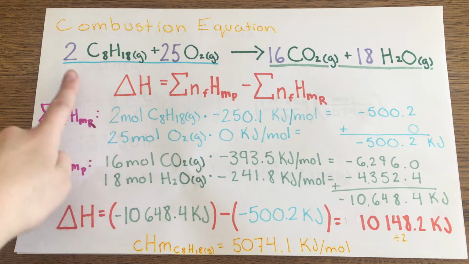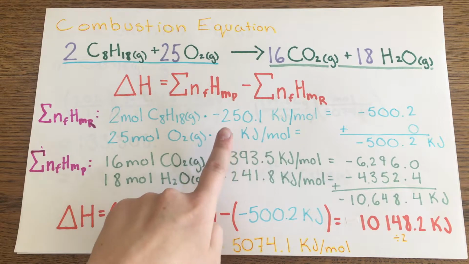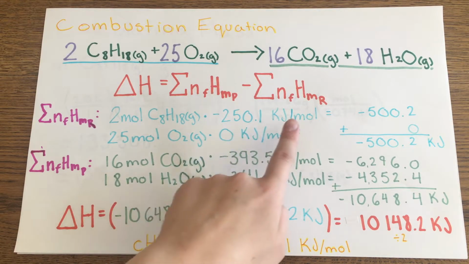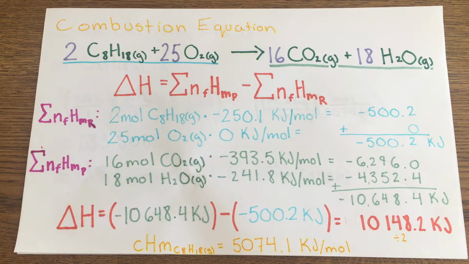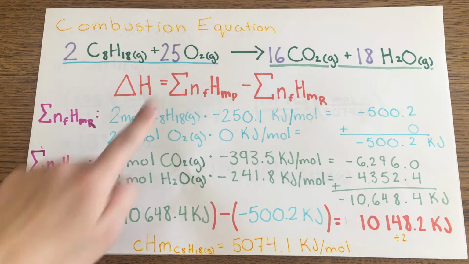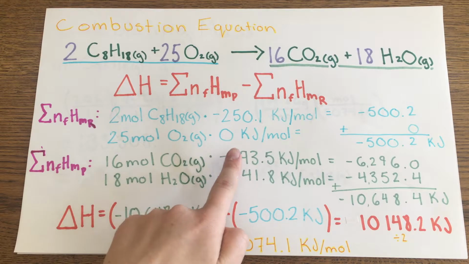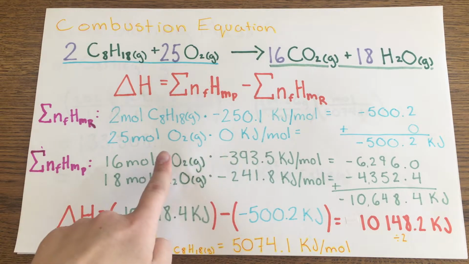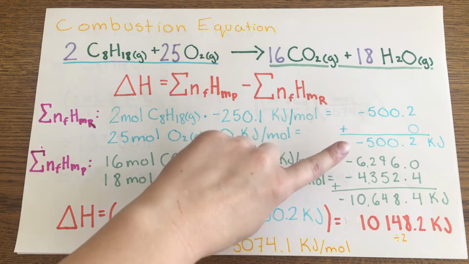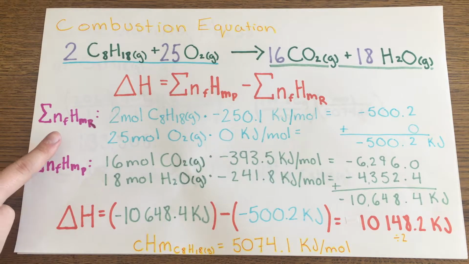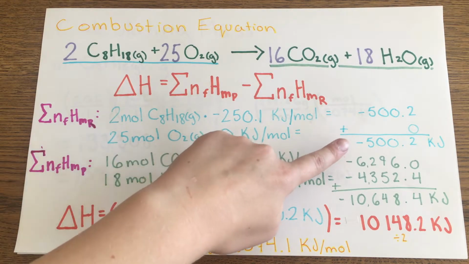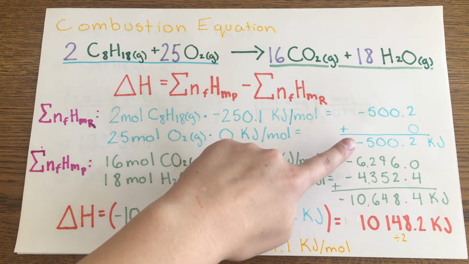For octane, we'll take 2 moles and we'll multiply it by negative 250.1 kilojoules per mole to obtain negative 500.2 kilojoules. We'll do the same for oxygen and take 25 moles and multiply it by 0 kilojoules per mole because oxygen is an element. We can add those two values together to obtain the sum of the molar enthalpy of formation of the reactants and get negative 500.2 kilojoules.